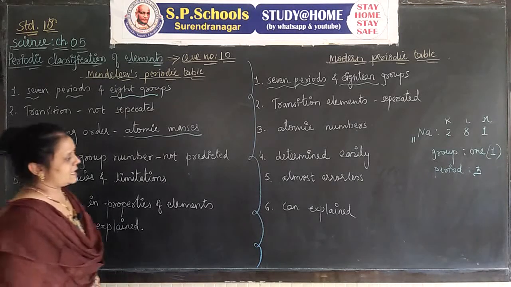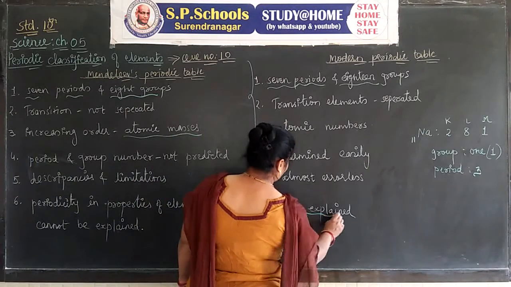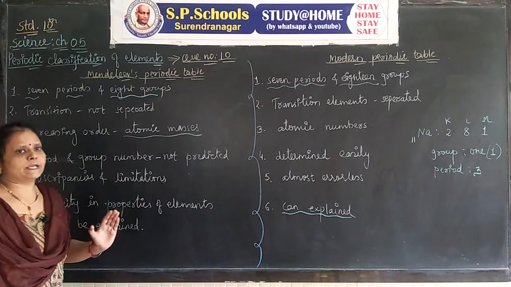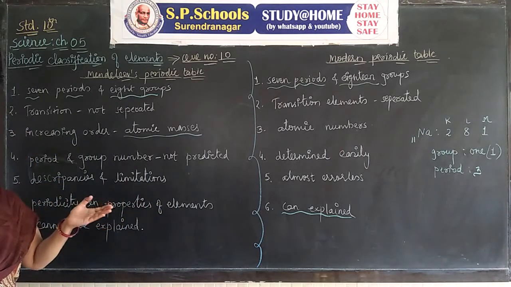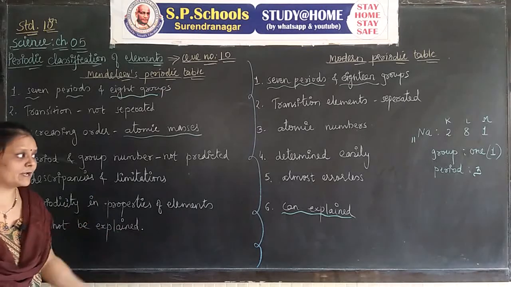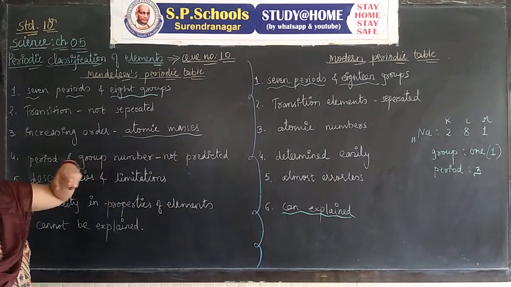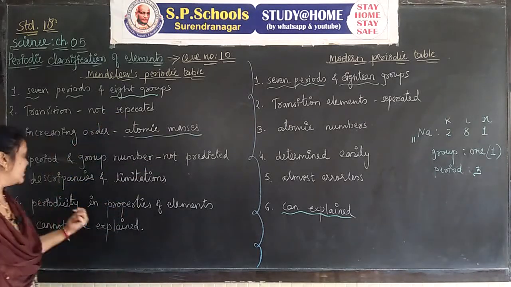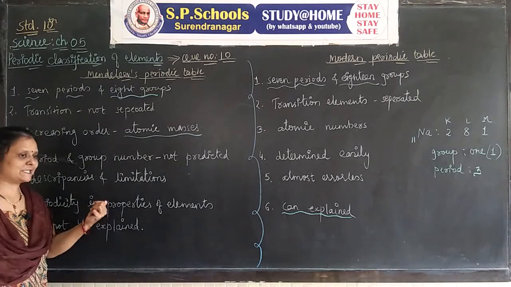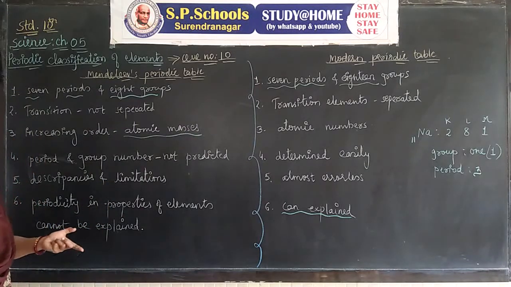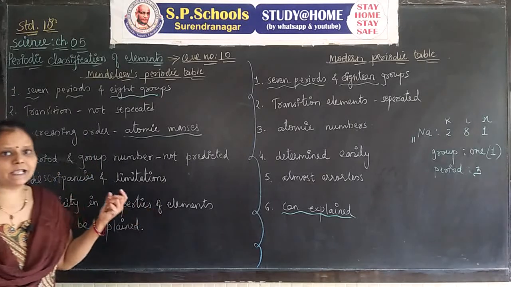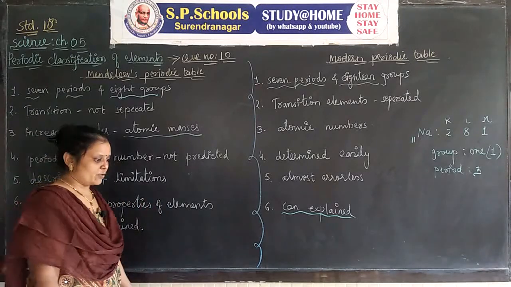Again, the atomic number is the basis for this. According to the arrangement of elements in increasing order, we can easily find in which group and which period an element is present, and we can easily explain the periodicity in properties of elements. So the modern periodic table is errorless and useful for the study of chemistry.